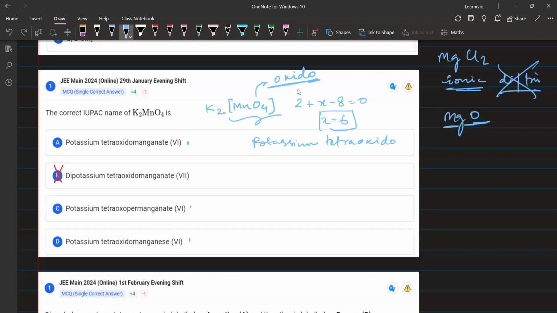Now, another thing is that this complex part is itself anionic, so it will not be manganese, rather manganate, and 6. Okay, so it will be A option. Potassium tetraoxidomanganate 6, not 5. 6. Now, the C option is very similar, potassium tetraoxopermanganate, but here it is not permanganate. It is not going to be permanganate, it's going to be only manganate. Okay, please copy this.